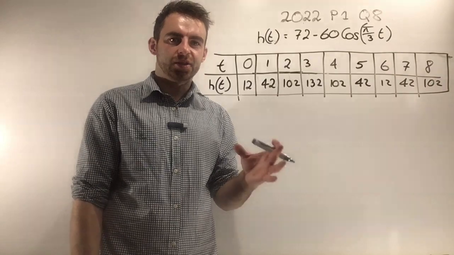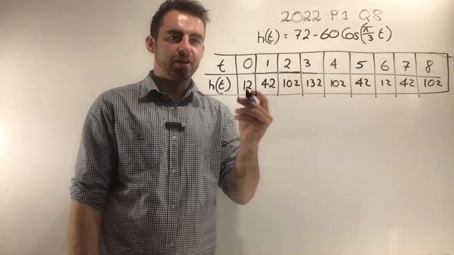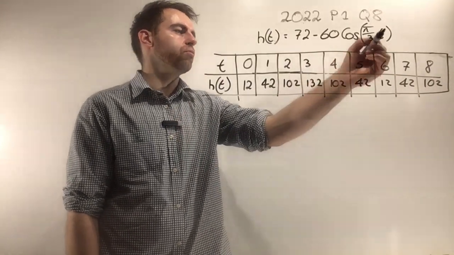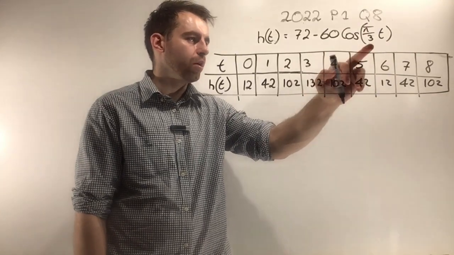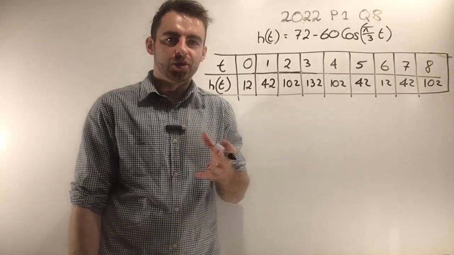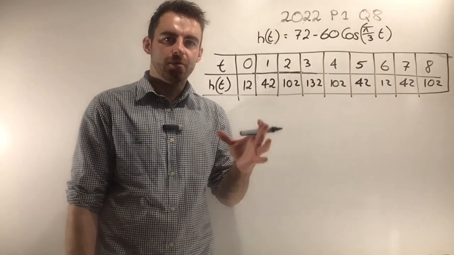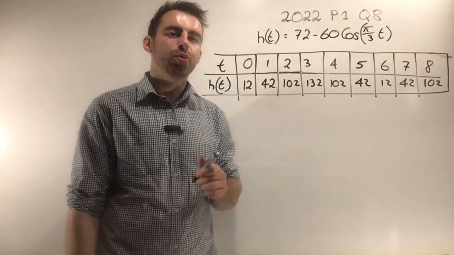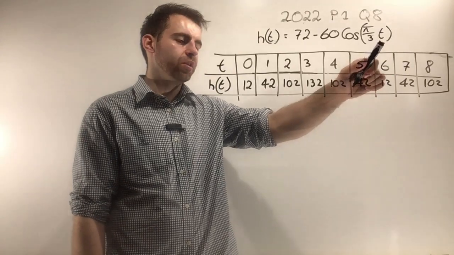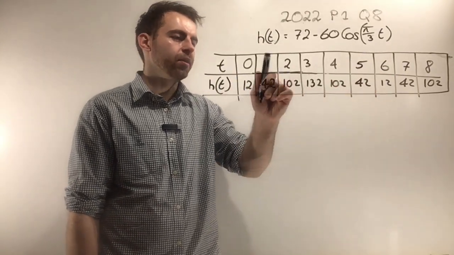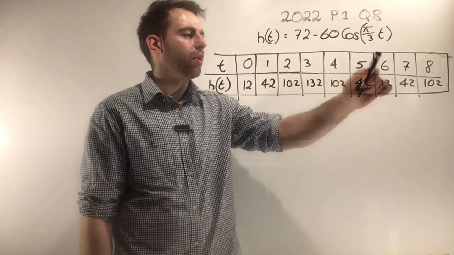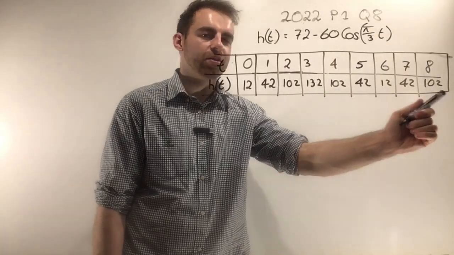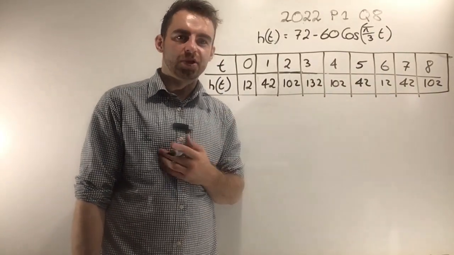Now, a common mistake students might make here is to have their calculator in degrees. You should recognize that the angle is pi over 3t. We're told that the angle is in radians, and because the angle is in radians, you need to put your calculator in radians. If you sub in a 0 for t, you get 12. Then you just sub in 1, 2, 3, 4, 5, 6, 7, 8, and you should get these corresponding values each time you sub in.